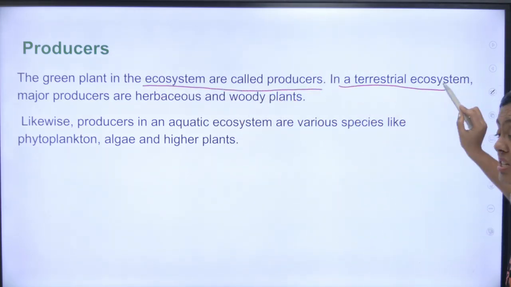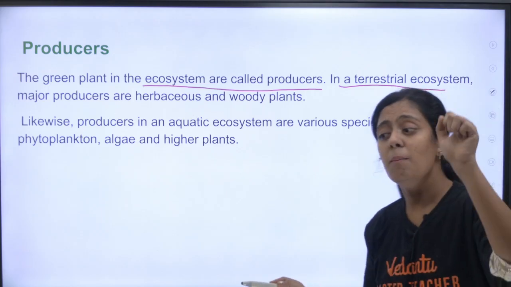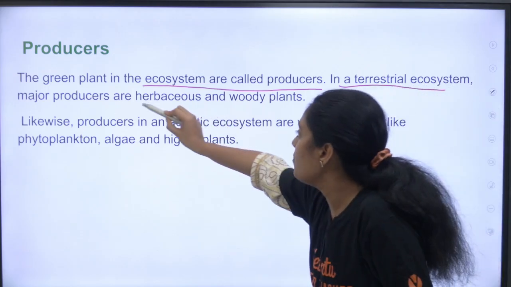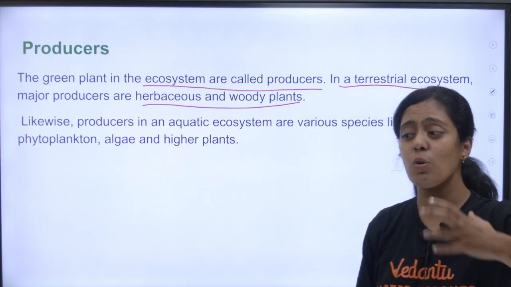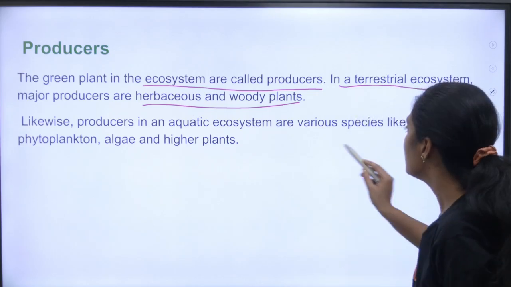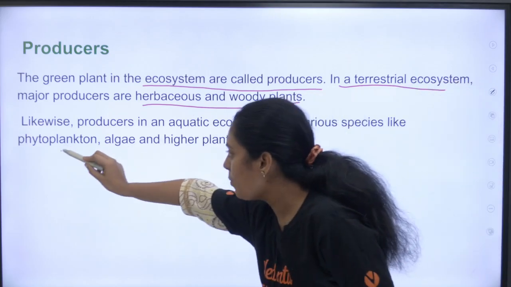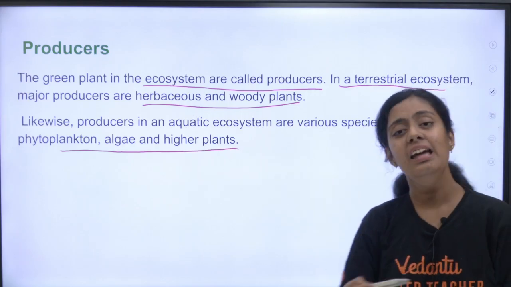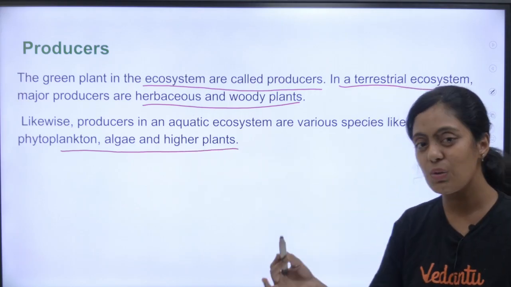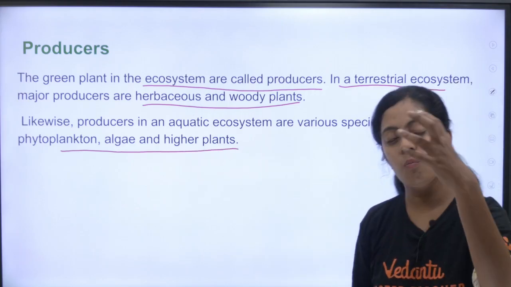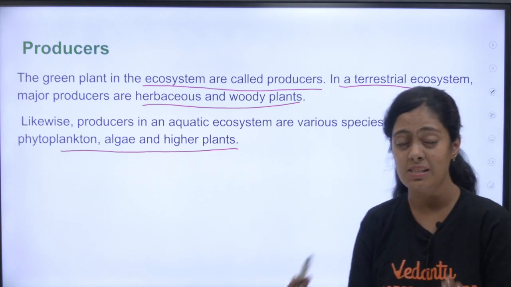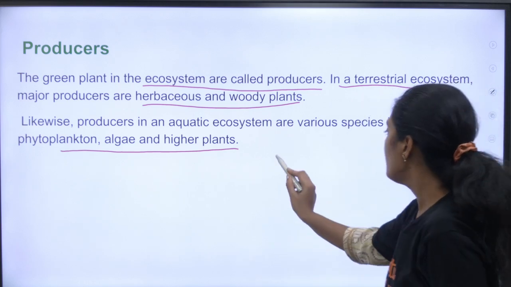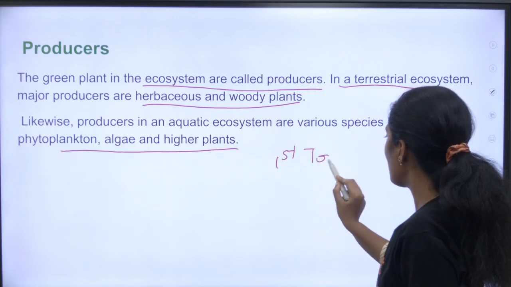In a terrestrial ecosystem, romba mukkiyam, major producers are herbaceous and woody plants. Adhe mari aquatic ecosystemku you basically have producers, right? So there you have many kinds of phytoplankton, algae and higher plants. All these also live inside water. So தண்ணிலயும் photosynthesis நடக்குது, தண்ணிலயும் producers இருக்காங்க பசங்களா. So they form the first trophic level.